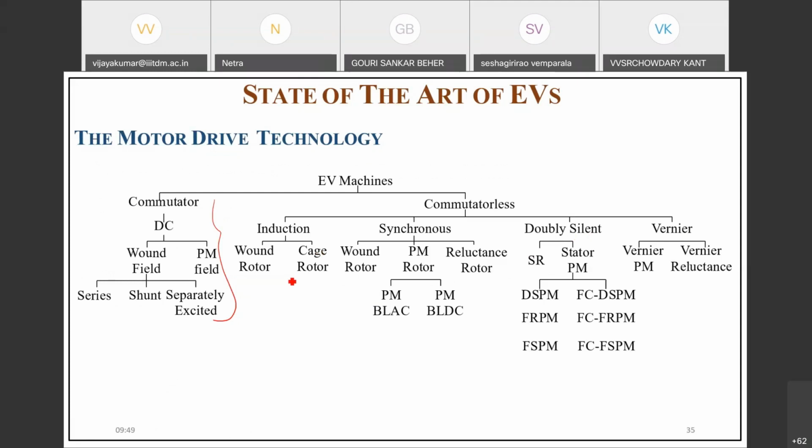In induction machines, we already know two types: squirrel cage and wound rotor induction generators. In synchronous machines, based on the armature, we have different types of synchronous motors. In double salient machines, depending on whether the permanent magnet is in the stator or in the rotor, you get salient pole machines and vernier machines. Vernier reluctance machines have high torque and high speed capability. These machines are normally preferred for high performance EVs.